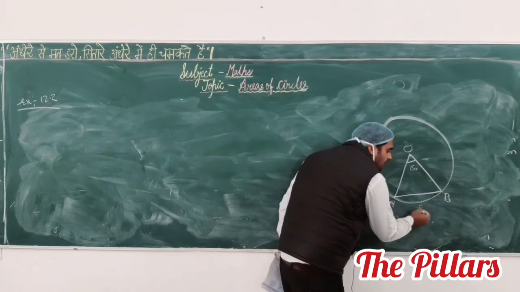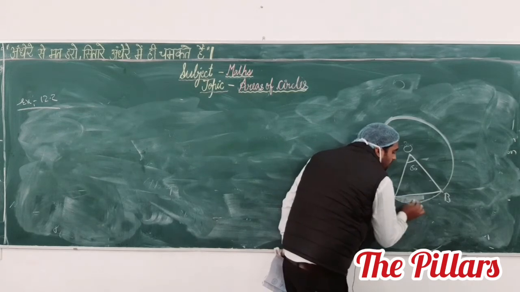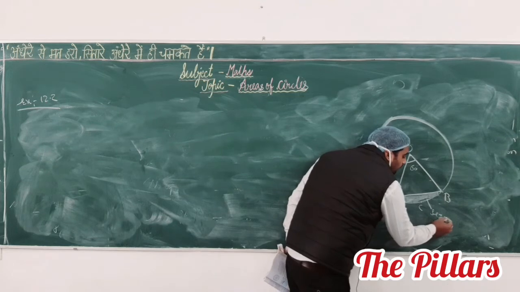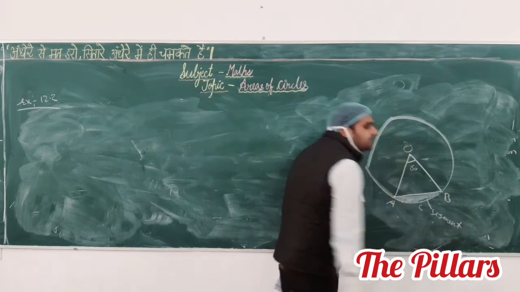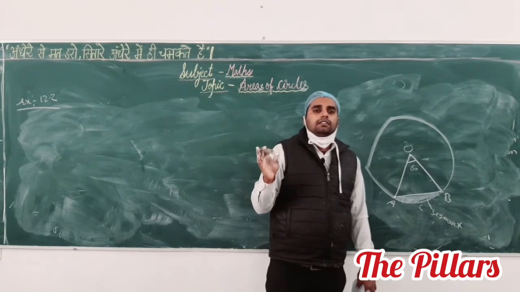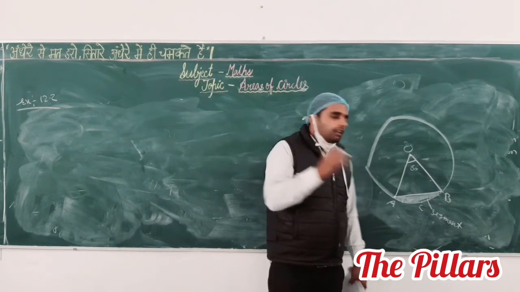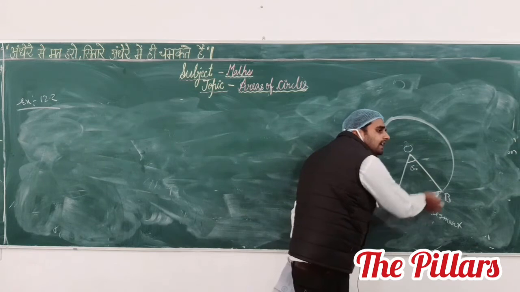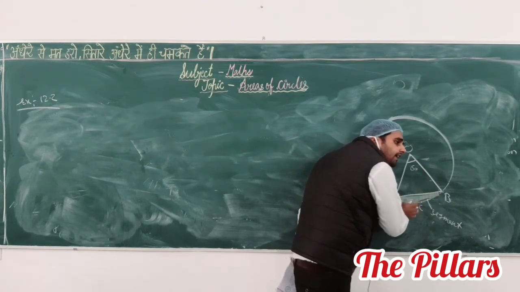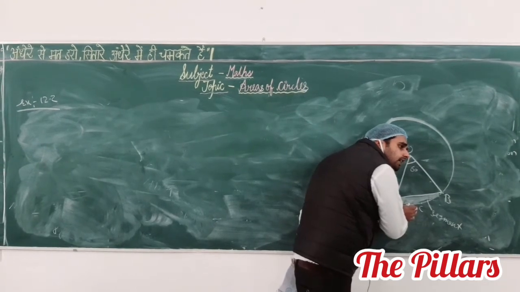But the segment is only this part. Suppose we mention A, ACB is the segment. Is it clear for everyone what the sector area is and what the segment is? Sector clear for everyone? This total area is the sector area, and the area covered by the chord and arc is said to be the segment.